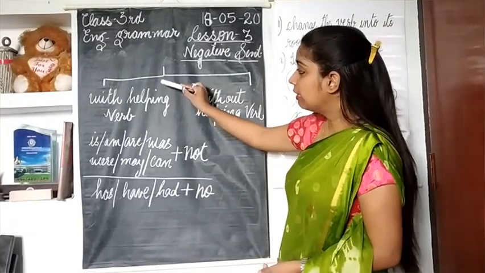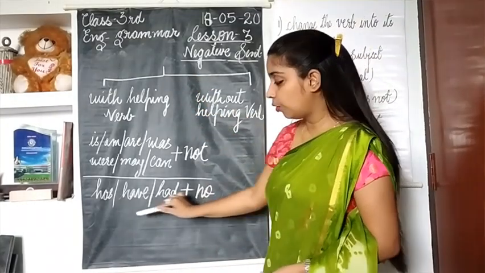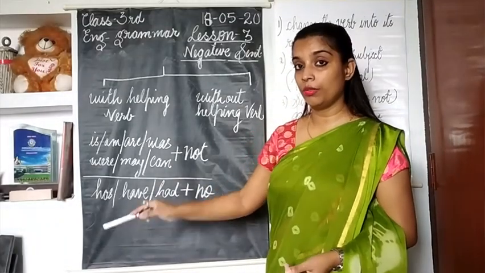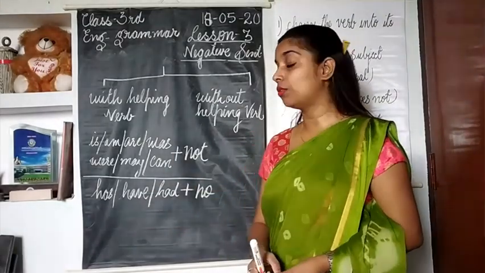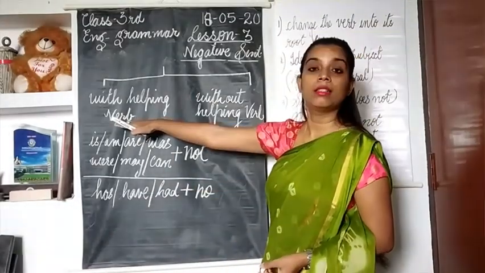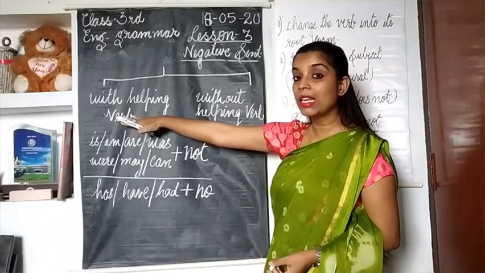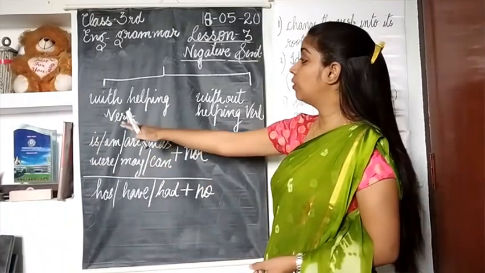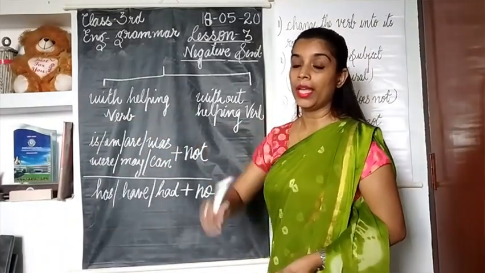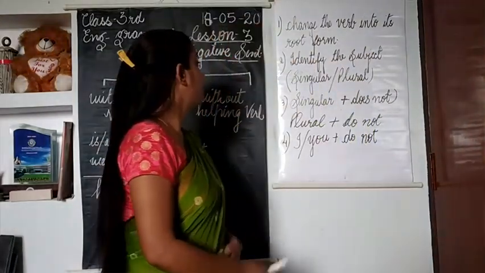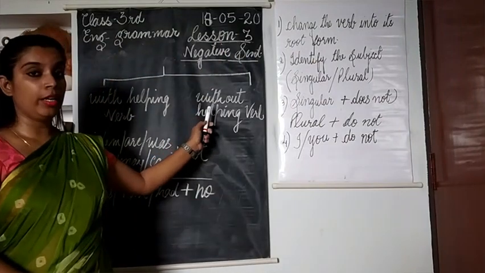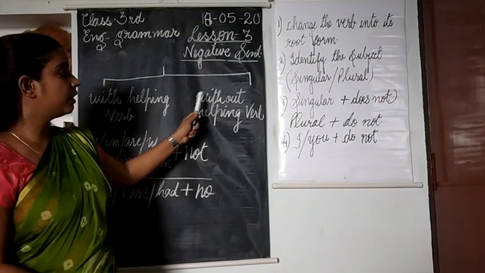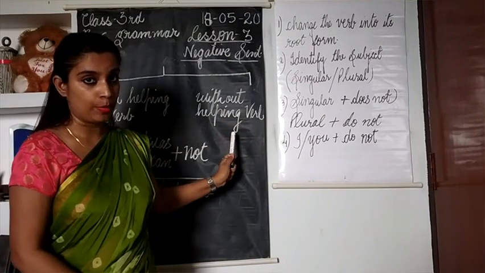Okay, so I hope children this category is clear to you all. We have seen so many examples in the previous session, and I hope such sentences are clear to you all, how to convert an affirmative sentence into a negative sentence with a helping verb. Then in my previous session I also started this category: how to change sentences which are without a helping verb.